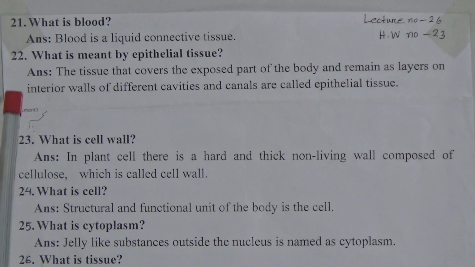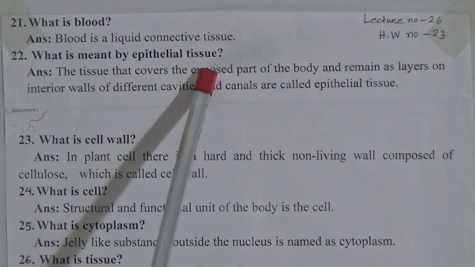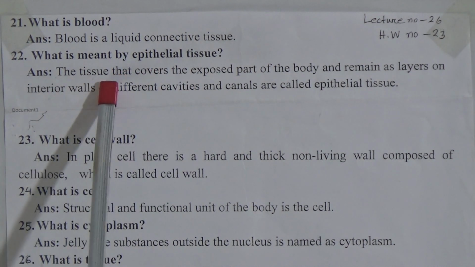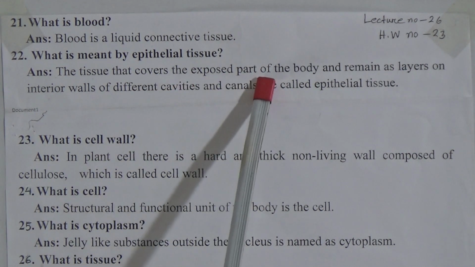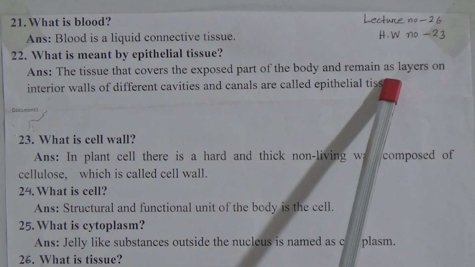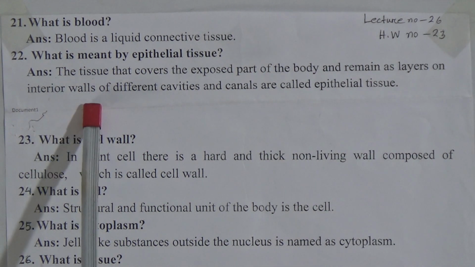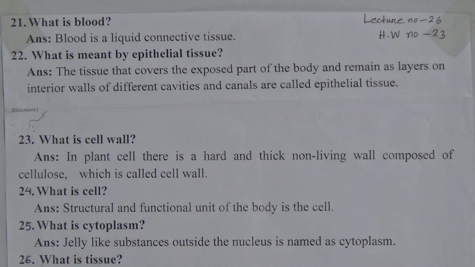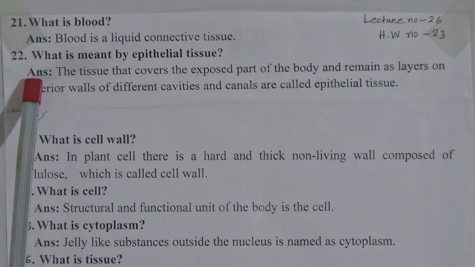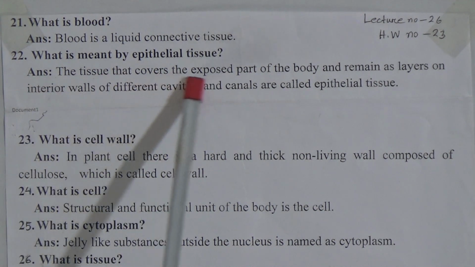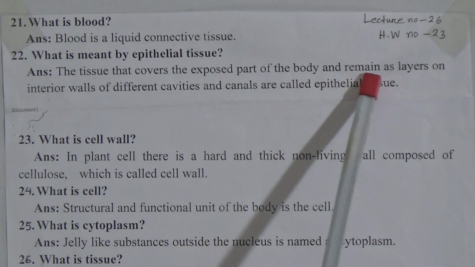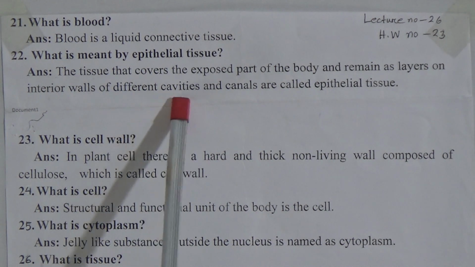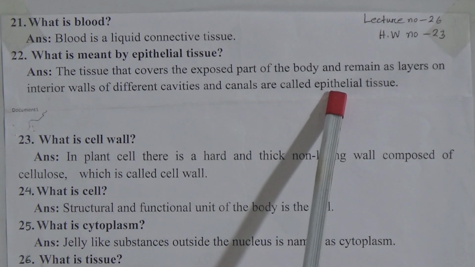22 number question is, what is meant by epithelial tissue? The answer is, the tissue that covers the exposed part of the body and remains as layers on interior walls of different cavities and canals is called epithelial tissue. I am repeating this answer. The tissue that covers the exposed part of the body and remains as layers on interior walls of different cavities and canals is called epithelial tissue.